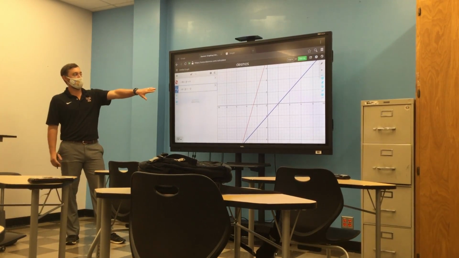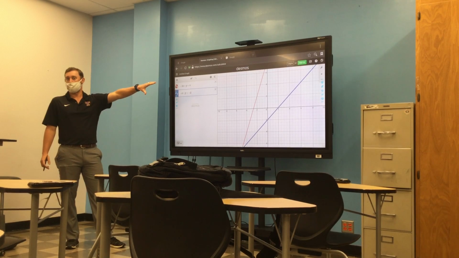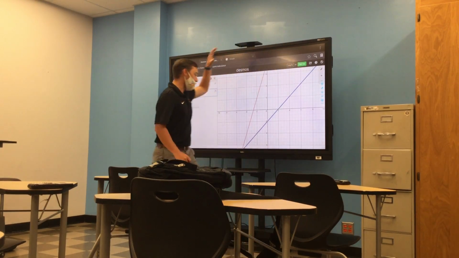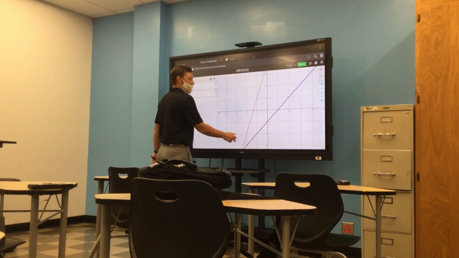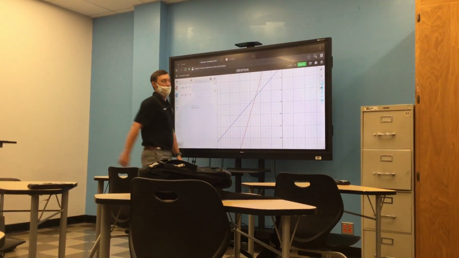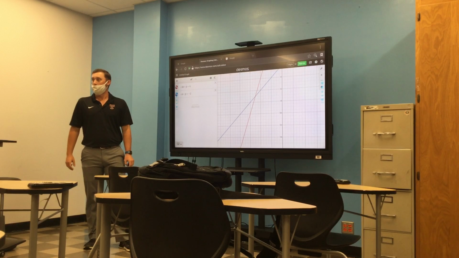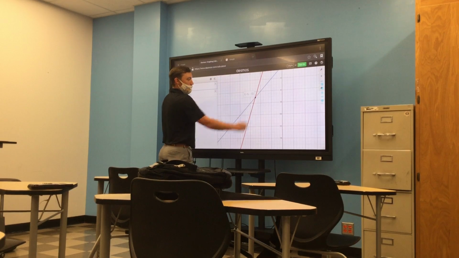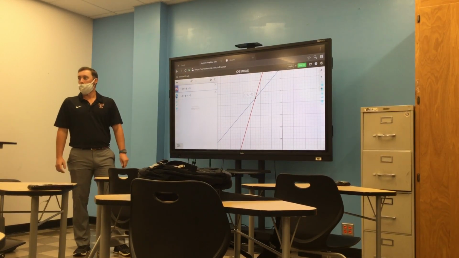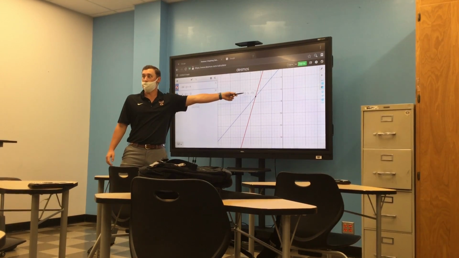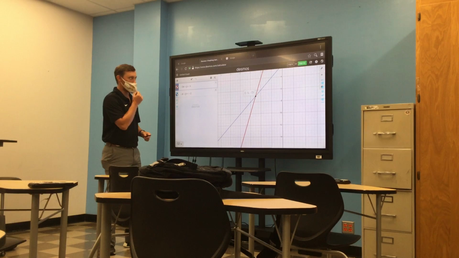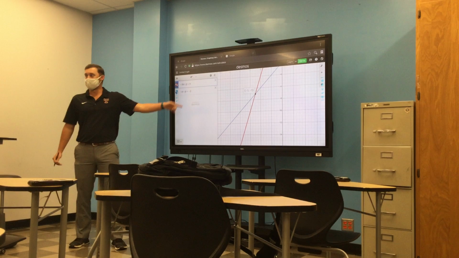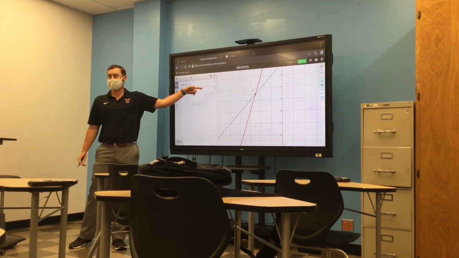Based off my screen right here, does it look like they'll intersect? Yes. Does it look like it will intersect up here? No. Does it look like it'll intersect down here? Yes. So all I've got to do is scroll to where that intersects and touch it. What does it give you? That's your solution, an ordered pair. How much work did you really have to do? None, really. Did you get this problem right? Yes.